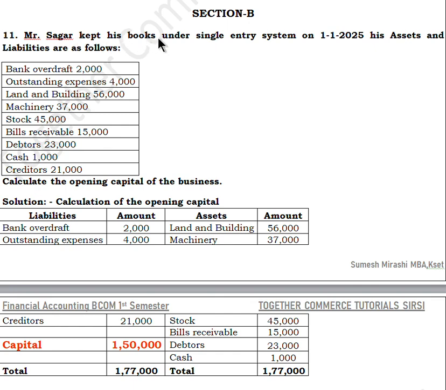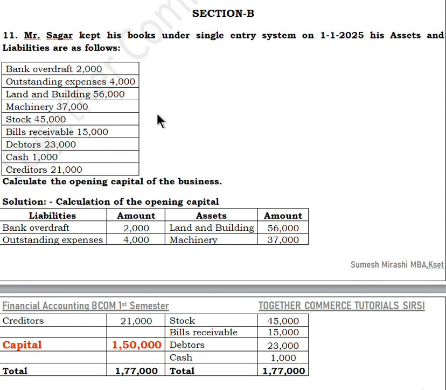Mr. Sagar kept his books under single entry system on 1/1/2025. His assets and liabilities are as follows. Bank overdraft 2000, outstanding expenses 4000, land and building 56,000, machinery 37,000, stock 45,000, bills receivable 15,000, debtors 23,000, cash 1,000 and creditors 21,000. So calculate the opening capital of the business.